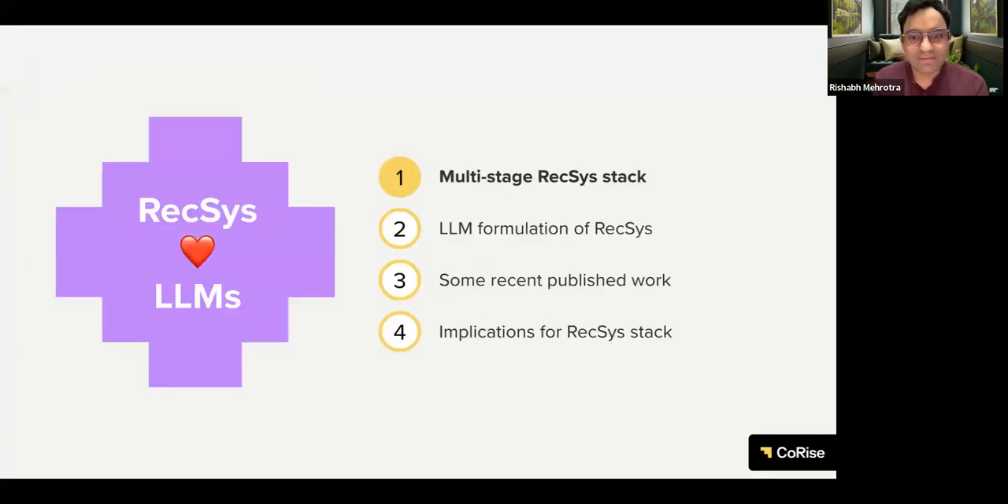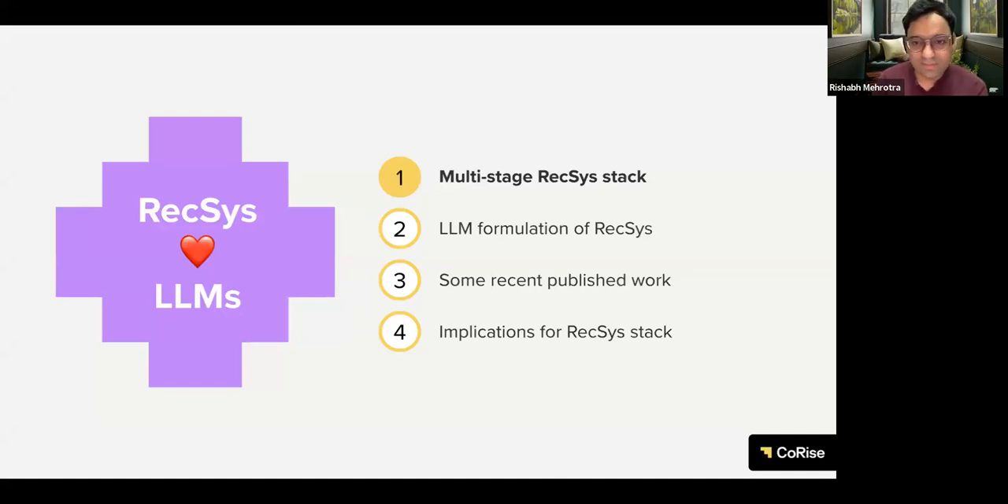So we're going to look at a few of these topics today, across 4 broad themes. One is, for the people who haven't been used to RecSys, a quick overview of what we mean by the multi-stage RecSys stack. Then we're going to talk about what sort of formulations we can do for the recommendation problem in the world of LLMs. We're then going to look at 4 to 5 recent published works from across industry and universities on this topic. And then I'm going to share a bullet point list of some personal thoughts on the implications for the RecSys stack, especially now that a lot of generated content is around.